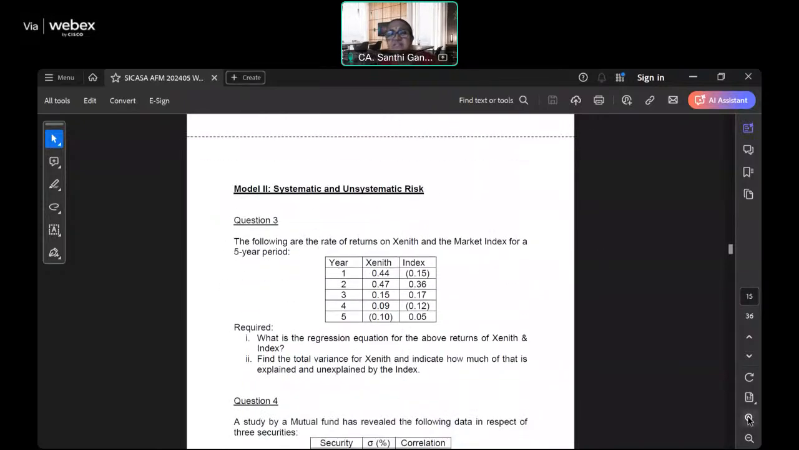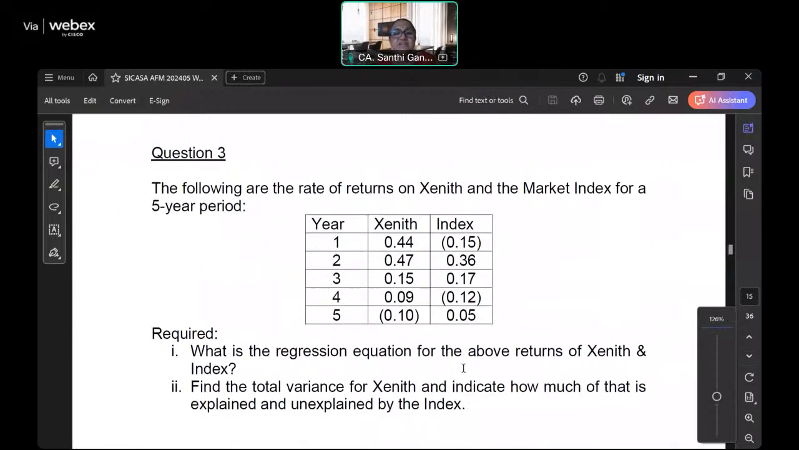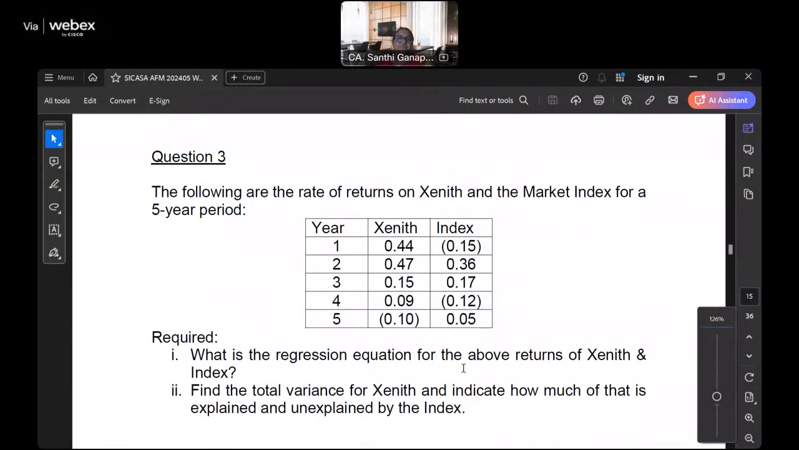Now, systematic risk and unsystematic risk. What is the regression equation for the above returns of Zenith and index? Find total variance for Zenith and indicate how much of that is explained and unexplained by index. So for Zenith and market for a 5-year period, that is given. Now, before we get into this, we need to know what is risk. What are the different types of risk that we need to know?